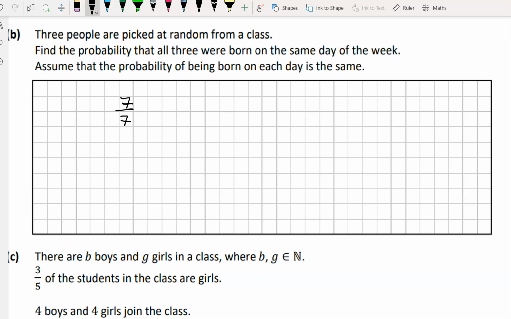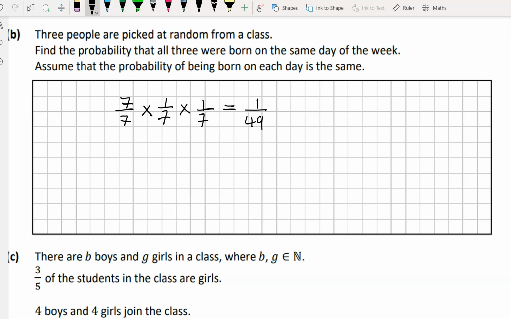And you want the other person to be born on the same day. So and means multiply. So given that that's a specific day, the probability of the next person being born on that same day is 1 out of 7. And, meaning multiply, the third person, same thing. You want them on that one specific day, that's 1 out of 7, giving you a probability of 1 over 49.